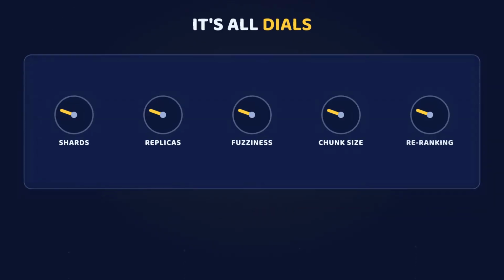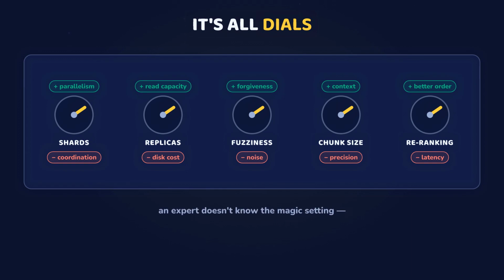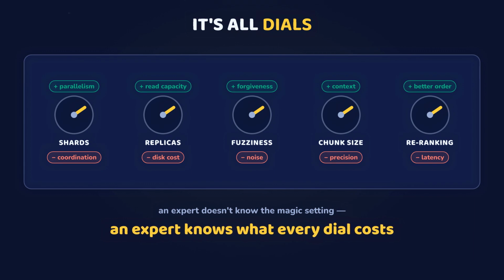It's all dials. More shards, more parallelism, more coordination, more replicas, more capacity, more disk, more fuzz, more forgiveness, more noise, bigger chunks, more context, less precision, more re-ranking, better order, more latency. An expert isn't someone who knows the magic setting. It's someone who knows what every dial costs.